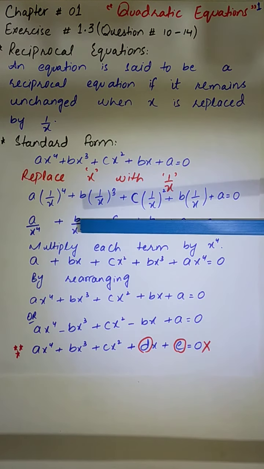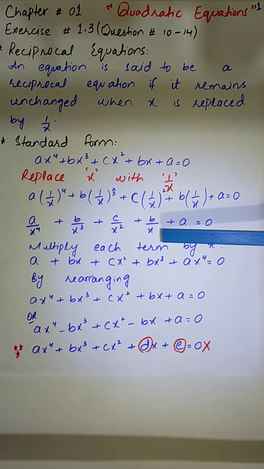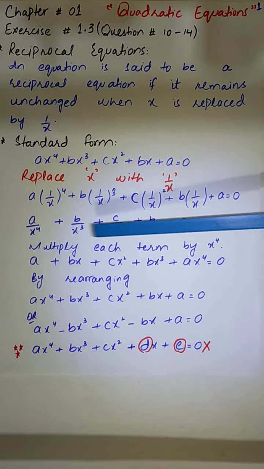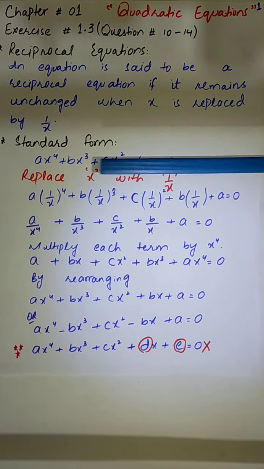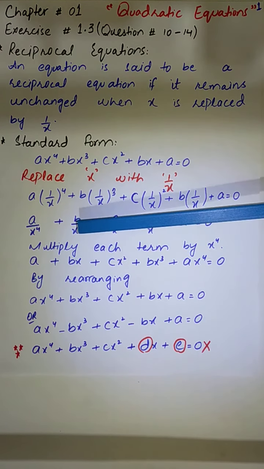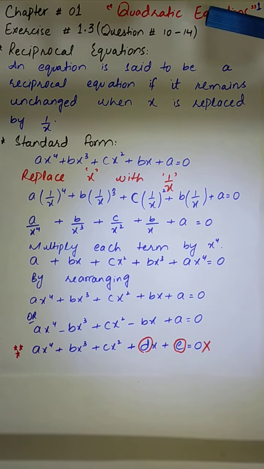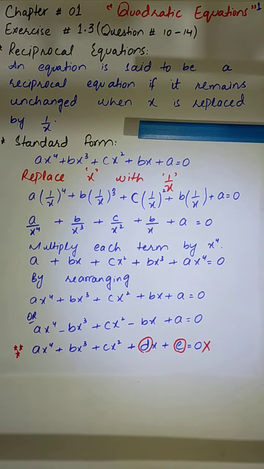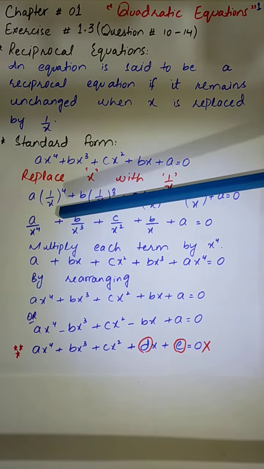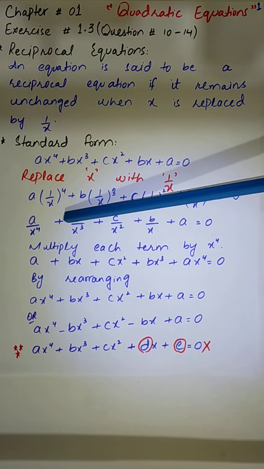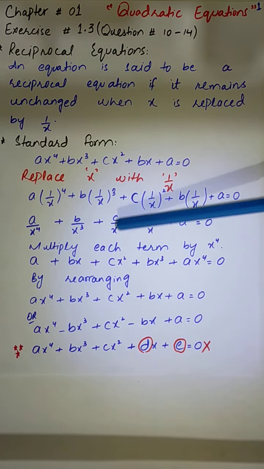This becomes a by x^4 plus b by x cube plus c by x square plus b by x plus a is equal to 0. And since x^4 is the LCM of all these denominators, we will multiply all these terms with x^4 and it becomes a plus bx, because x cube will cancel out with 3x from x^4. It means 3x will cancel out this x cube and 1x is left, which will be multiplied with b. This becomes bx.